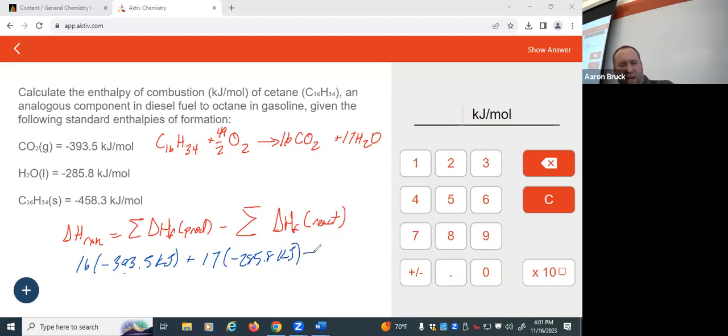On the other side, on the reactant side, for cetane, it would be 458.3 kilojoules. And I would multiply that by 1 because there's only 1 mole of cetane. And what's the heat of formation for the oxygen?